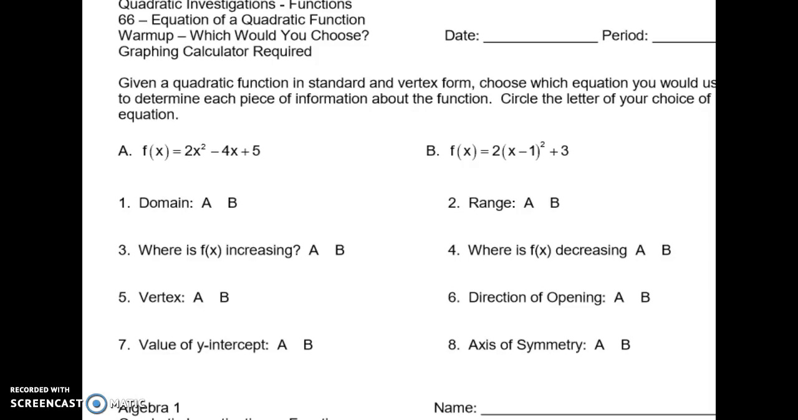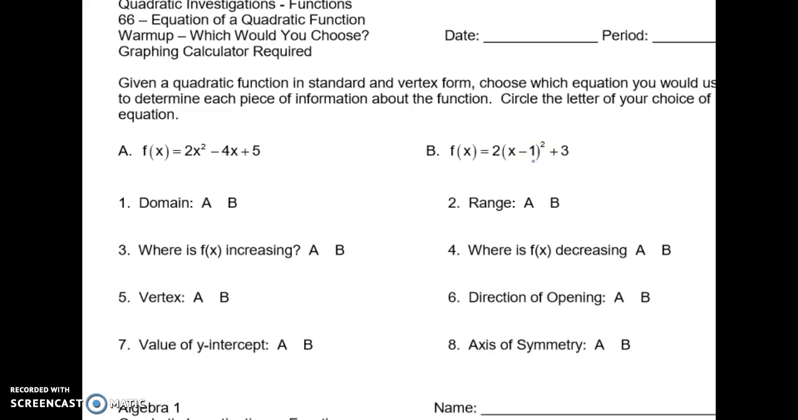In this video, we're going to explore the differences between standard form of a quadratic equation and vertex form of a quadratic equation. Now, the whole point of what we're trying to do here is take a look at which form would be easier to interpret the function. So on the left-hand side, we have the equation 2x squared minus 4x plus 5. And on the right-hand side, we have the same equation but written in a different form. This is in standard form. This is in vertex form.